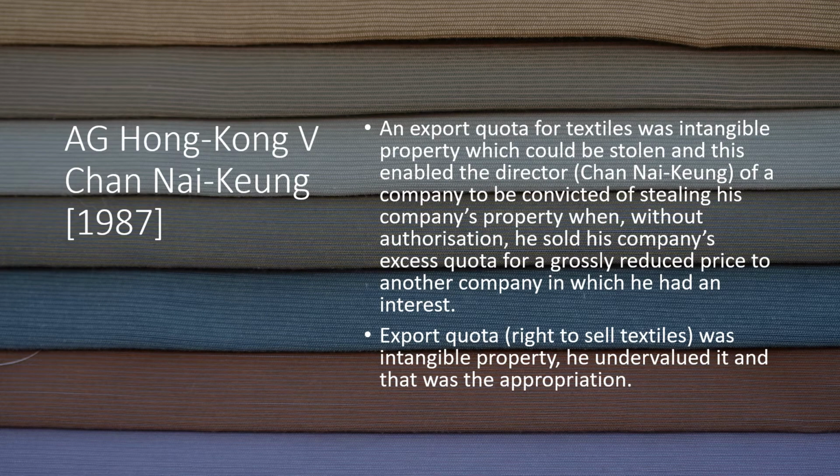In the Attorney General of Hong Kong and Chan Nai-kyung, an export quota for textiles was considered to be an intangible property which could be stolen, and this enabled the director, Chan Nai-kyung, of a company to be convicted of stealing his company's property when, without authorization, he sold his company's excess quota for a grossly reduced price to another company in which he had an interest. It was held that this export quota, the right to sell textiles, was an intangible property. He undervalued it, and that was the appropriation. So we're looking at the gap between the reduced price and the actual price.